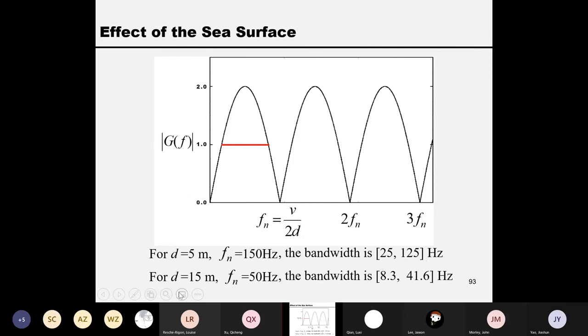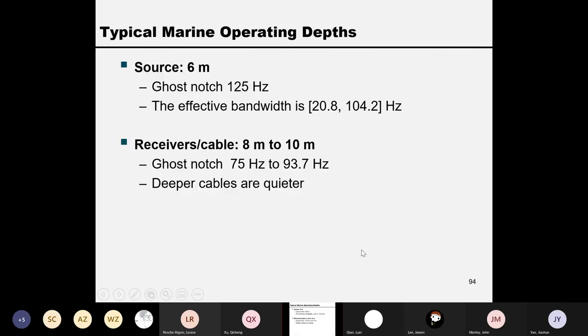Another one, if much deeper, 3 times deeper, because of these 3 times, your Fn is 3 times smaller. You can see the bandwidth becomes between 8 and 41 hertz. You see that? So that's what we're talking about, the ghost in either source or receiver in the marine case. They are the same, right?